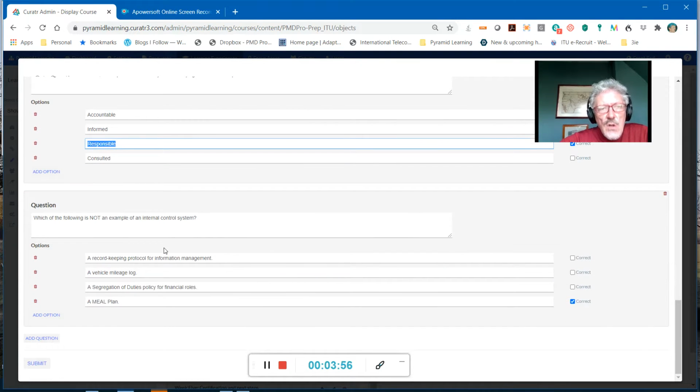And what is not an internal control? MEAL plan, because it's a plan for monitoring and evaluation. It's got nothing to do with internal controls.